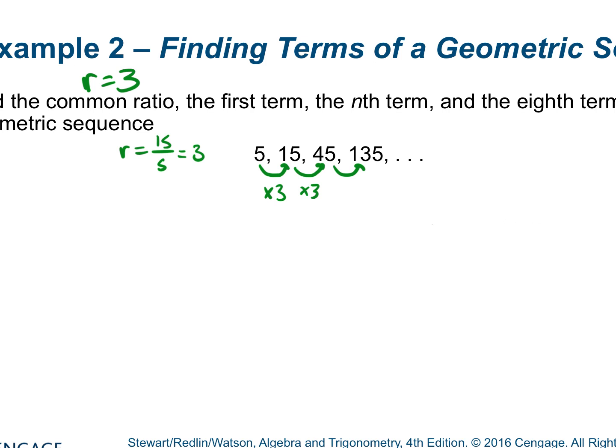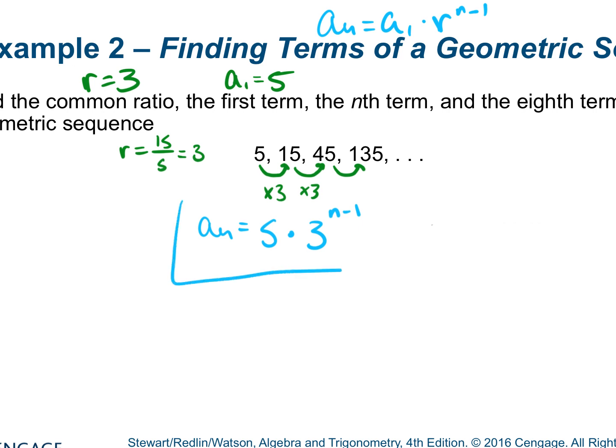Our first term is what? 5. Now to find the nth term, that's our rule. So a sub n is equal to, I'll write our formula here. A sub n is equal to a sub 1 times r to the power of n minus 1. So a sub n is equal to our first term, which is 5, times r, which is 3, to the power of n minus 1. So this would be our rule.